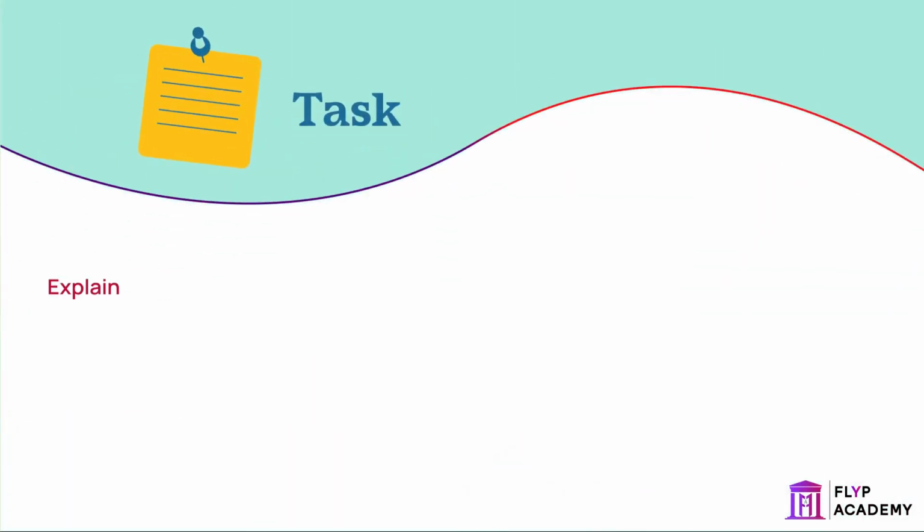Task: explain why burning peat is bad for the environment. Burning peat releases carbon dioxide into the atmosphere. Carbon dioxide is a greenhouse gas. Digging up the peat also destroys the bogs where it's found and reduces biodiversity.